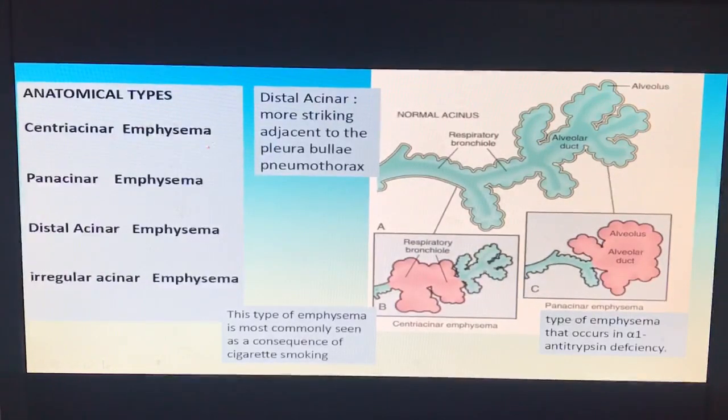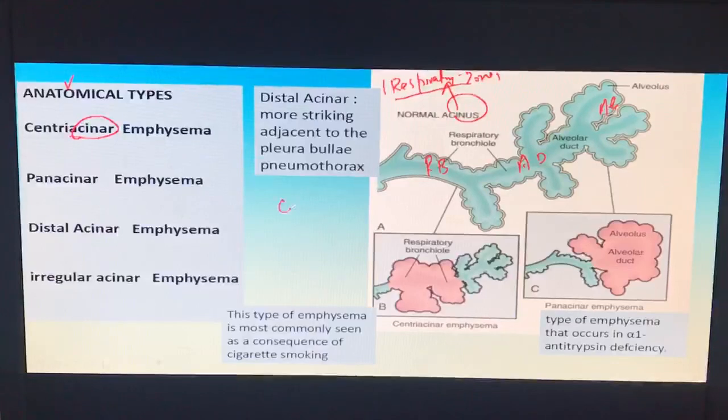Now we talk about the anatomical type of emphysema. To understand the anatomical type, we must focus on the acinus. What is the acinus? In one acinus, we have the respiratory bronchiole, second the alveolar duct, and third the alveoli. These three parts together are known as one acinus. This unit, the acinus, is also the respiratory zone of the respiratory tract. The respiratory tract has two zones.